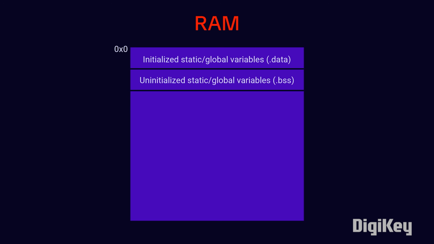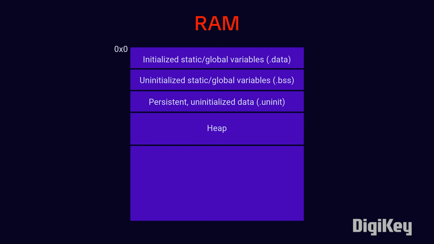In many embedded systems, you'll find an area for data that persists between reboots. This usually gets a label like .uninit or .persistent. After that, you'll find the heap. This is a general pool of memory for dynamic allocation. If you've worked in C, when you call something like malloc, it will reserve a section of heap for you to use in your program.